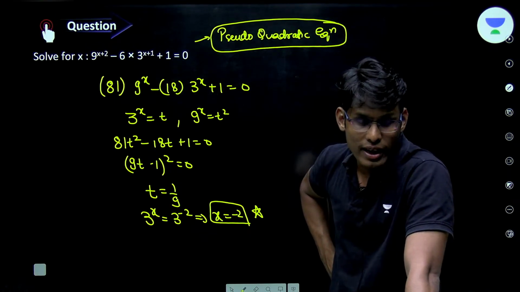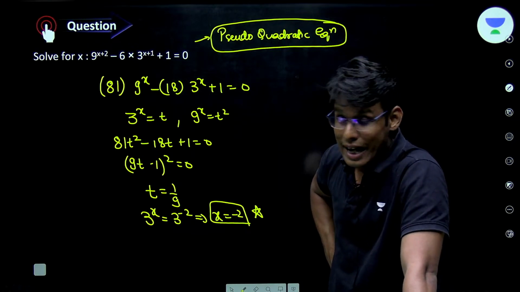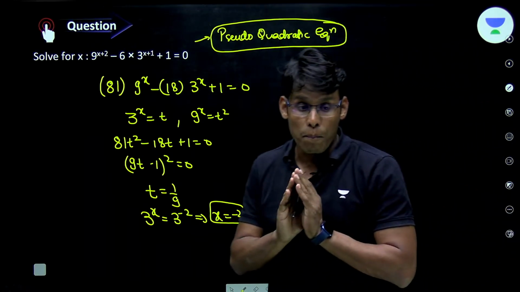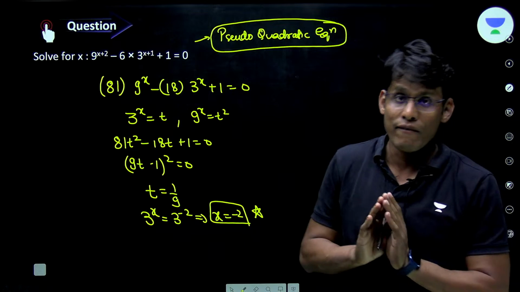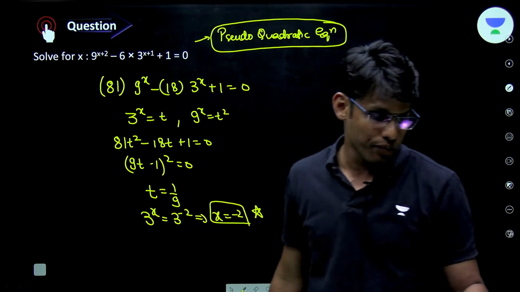Rijula is saying, sir, cutoff in Kerala. Kerala cutoff will be very low. Guys, tomorrow I will declare the complete cutoffs. You don't have to worry about it.